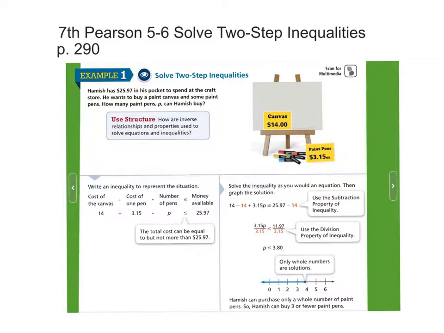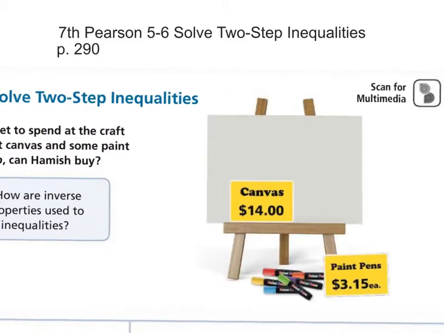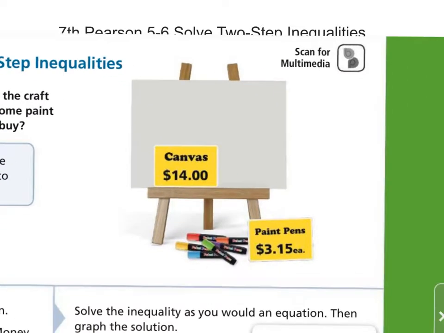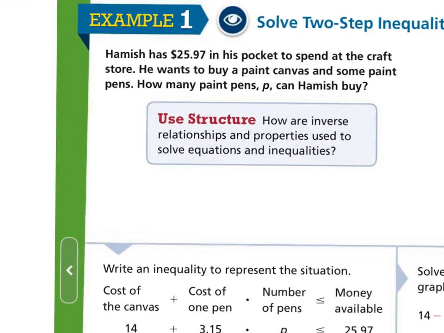So if you look at example 1 on page 290, Hamish has $25.97 in his pocket to spend at the craft store. He wants to buy a paint canvas and some paint pens. How many paint pens can Hamish buy? So if you look at the picture over here, you can see the canvas is $14. Paint pens are $3.15 each. So he's going to buy a canvas, meaning one, and some paint pens, meaning hopefully more than one.